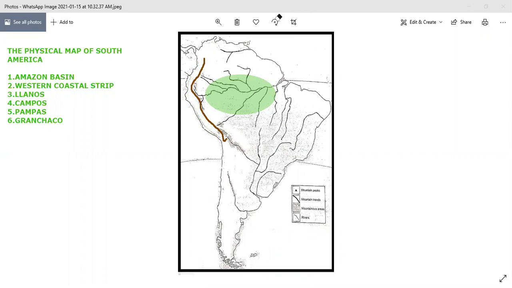I'll draw it again. Western coastal strip. Okay, it should be within the boundary. So this is the western coastal strip.